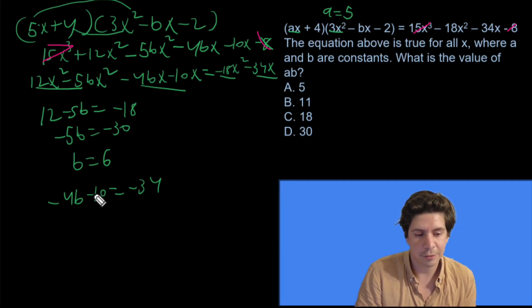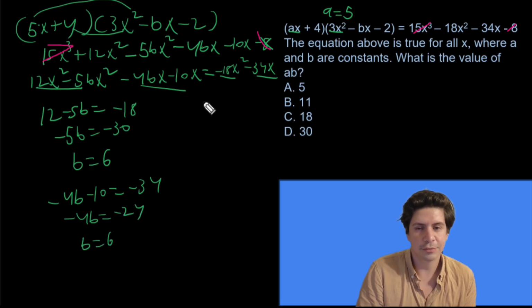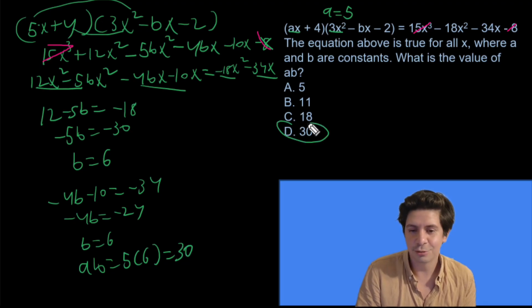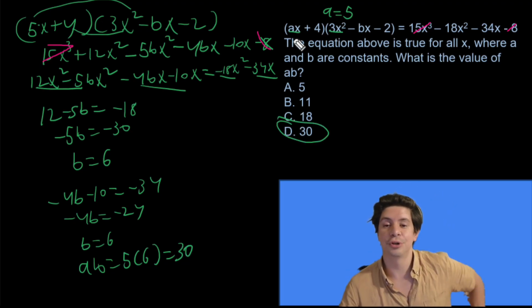If you did that here, and we did negative 4b minus 10 equals negative 34, then if we did that, we'll add 10. We'll get negative 4b equals negative 24. Again, b equals 6. So b equals 6, a equals 5. So ab equals 5 times 6. It equals 30.